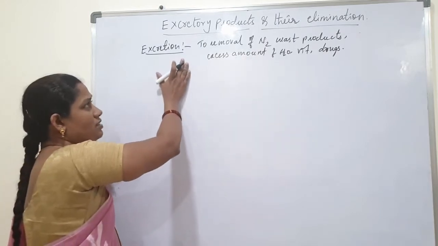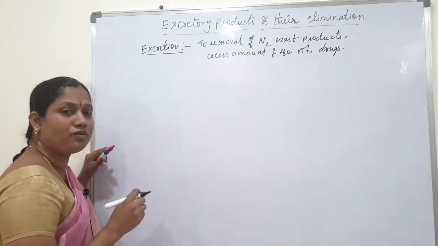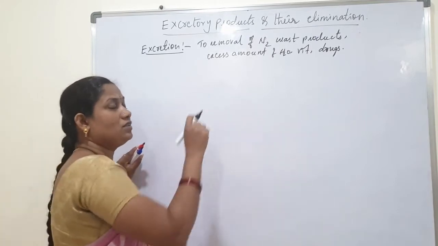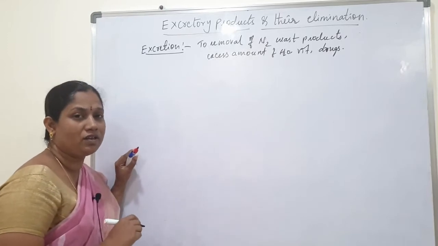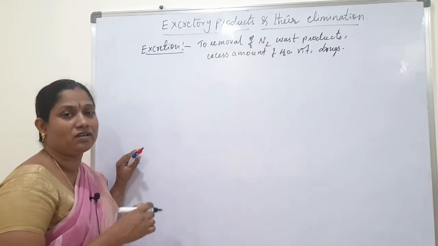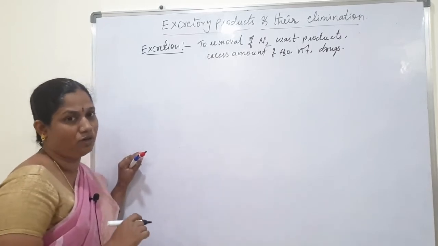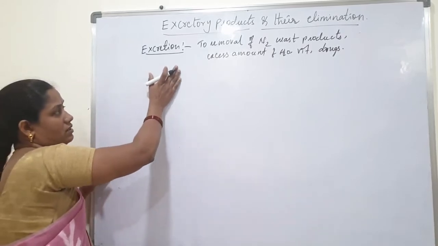So mainly, excretion means the removal of nitrogenous waste products from the body. Because the nitrogenous waste products are very dangerous to our body, they are toxic substances, so they need to be removed from the body. That is called excretion.